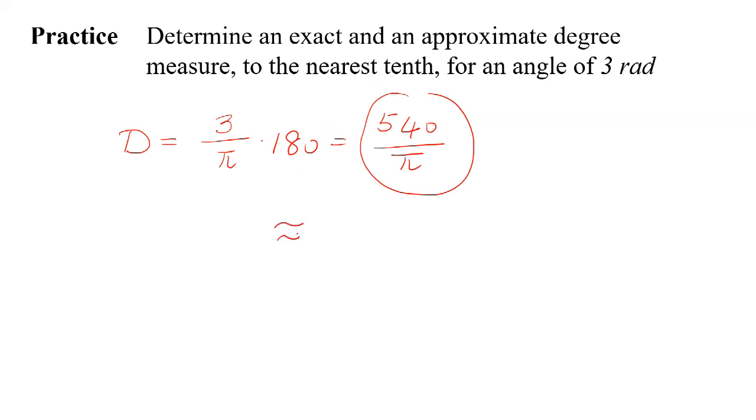And the approximate measure is 540 over 3.1415, which is approximately 171.9 degrees. Okay. And again, whenever possible, you should leave angle measures in exact form, which is here, to preserve accuracy. Okay, any questions?